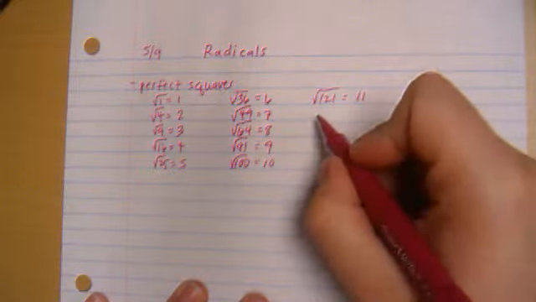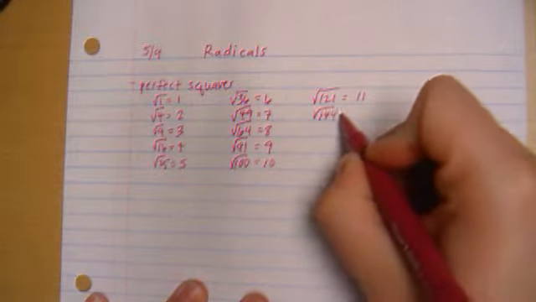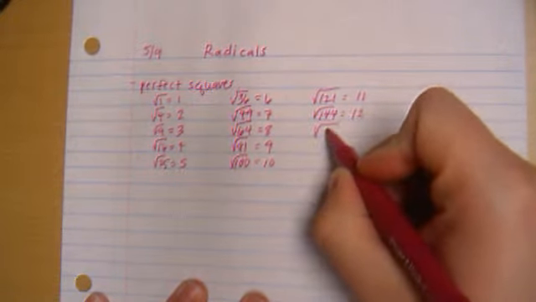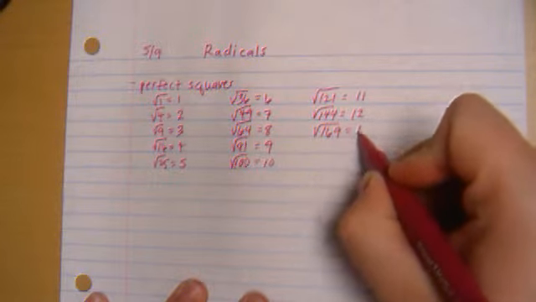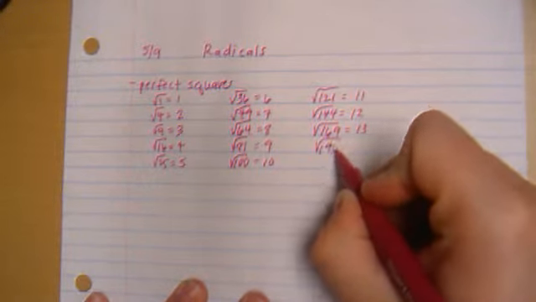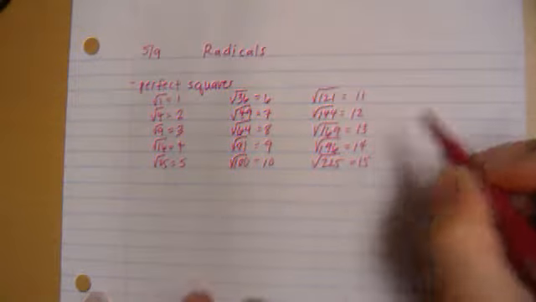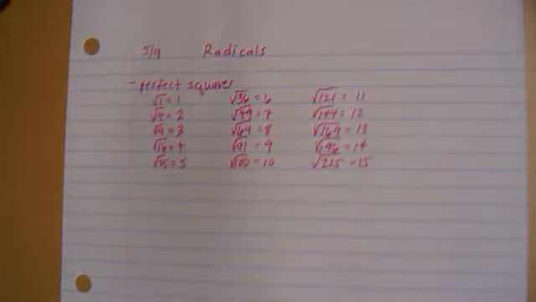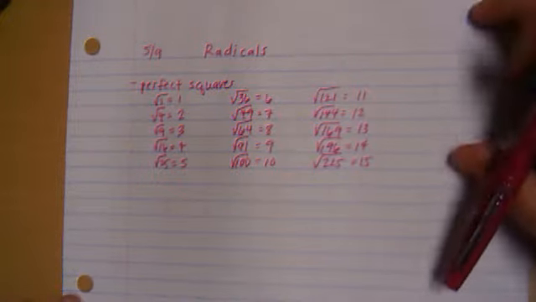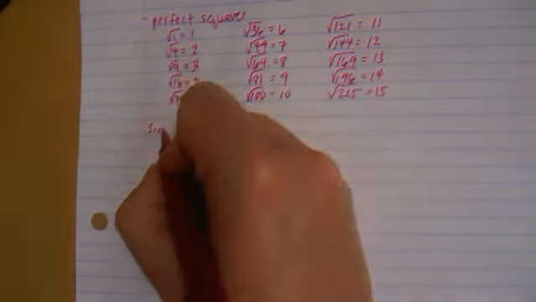So square root of 121 is 11, square root of 144 is 12, square root of 169 is 13, square root of 196 is 14, and square root of 225 is 15. So these are the ones that you should recognize. If I were just to ask you what's the square root of 169, you should be able to tell me that it's 13. Alright, from this we're going to simplify.